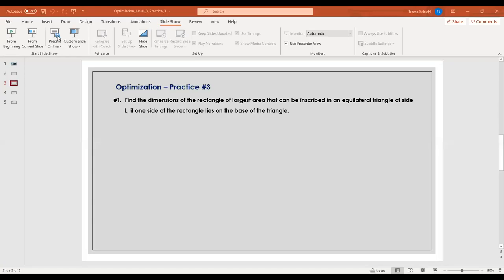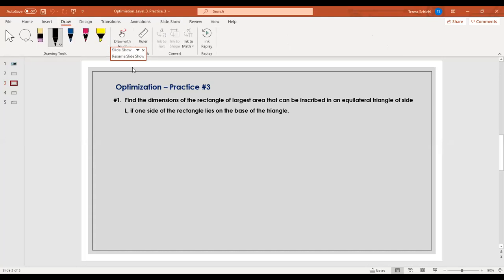Okay, so the first one says to find the dimensions of the rectangle of the largest area that can be inscribed in the equilateral triangle. The side of this equilateral triangle has length L, and so this is equilateral. And we also know that one side of the rectangle lies on the base of the triangle.